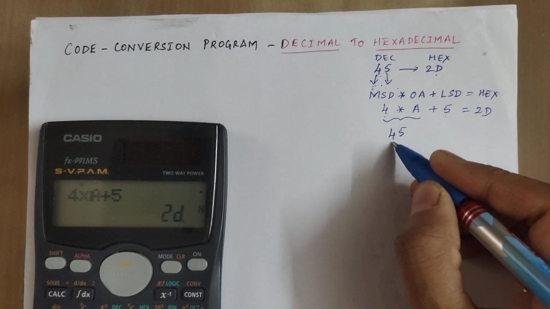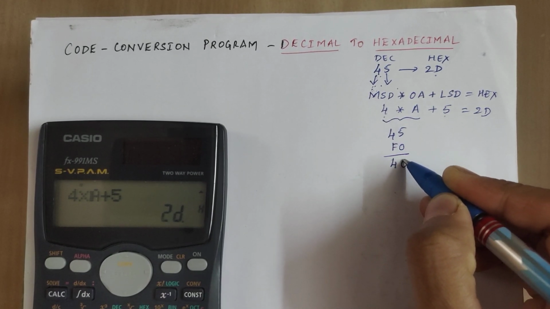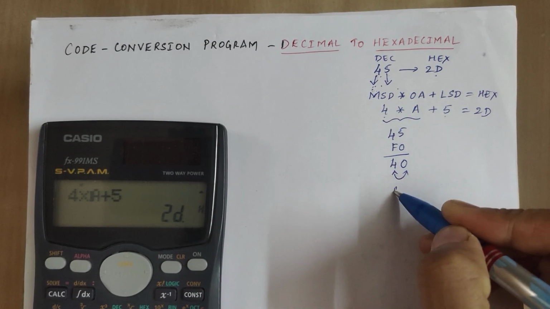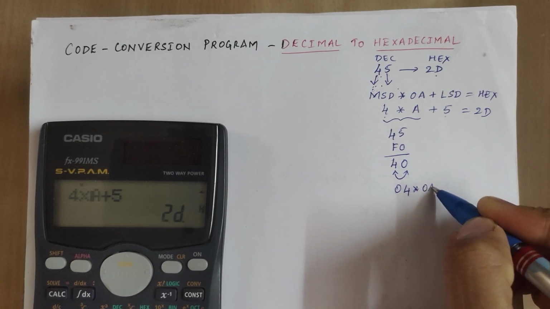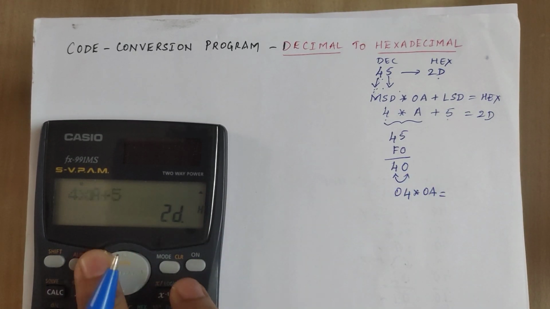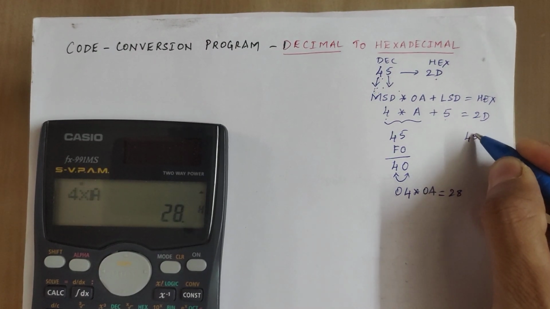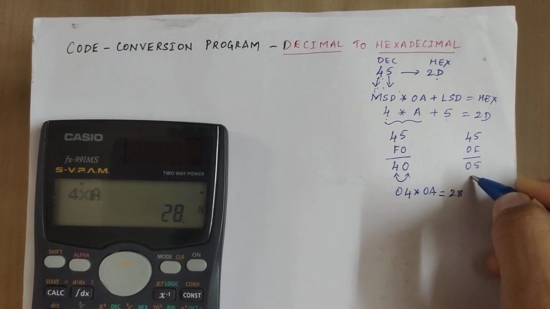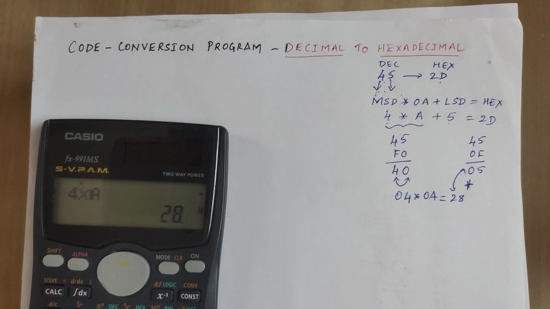We know that when 45 is ANDed with F0, we are going to get 4 and 0, 40, but we need only 4. So we have to swap, and then we're going to get 0, 4 from this. This 0, 4 will be multiplied with 0A. So 4 into A would give us 28. Take back the number 45 and AND it with 0F. We are going to get 05. This number has to be added to 28. These two: 28 plus 5 gives us 2D finally.